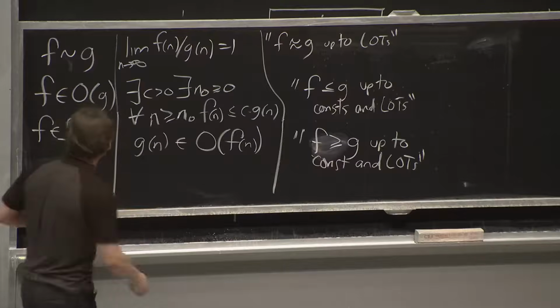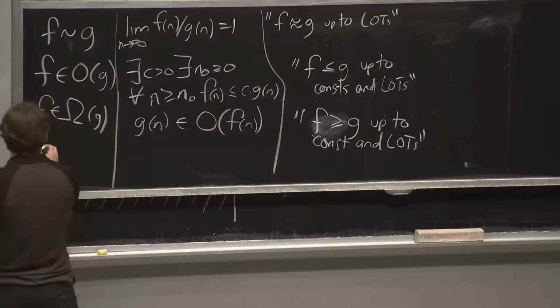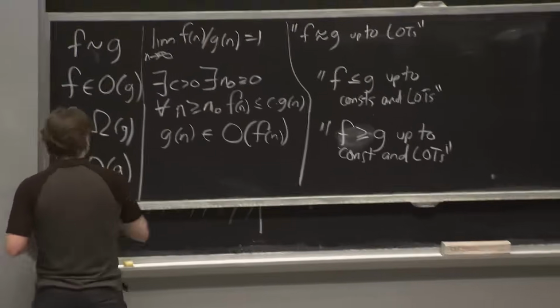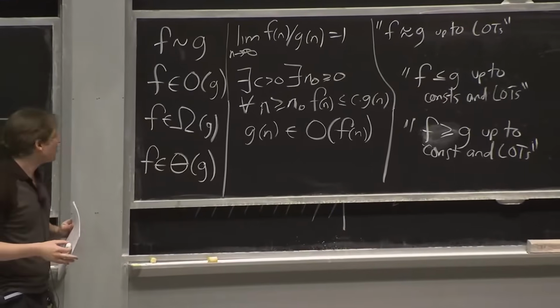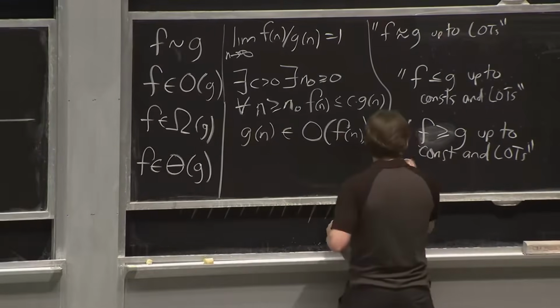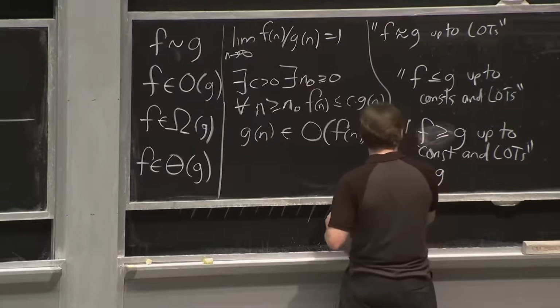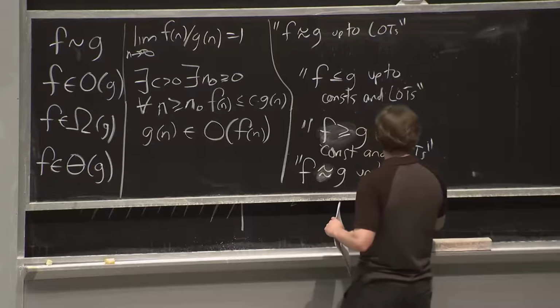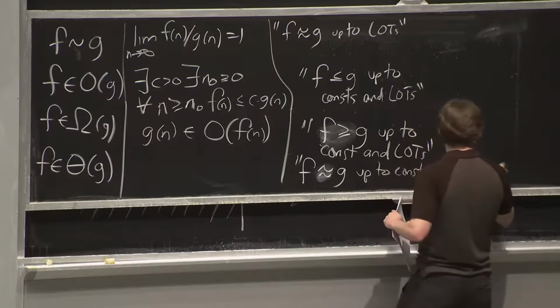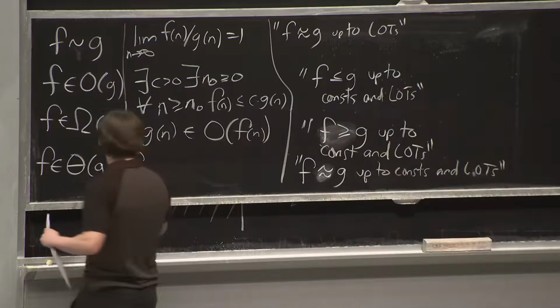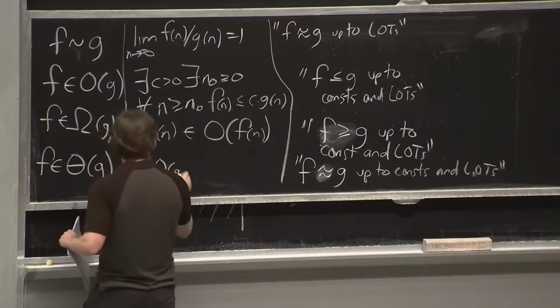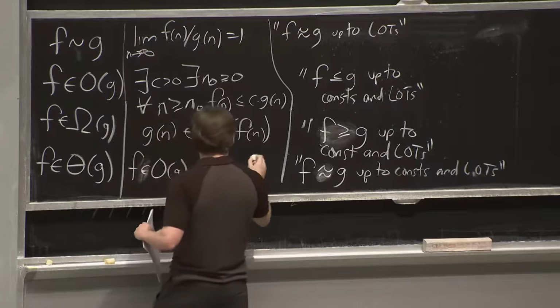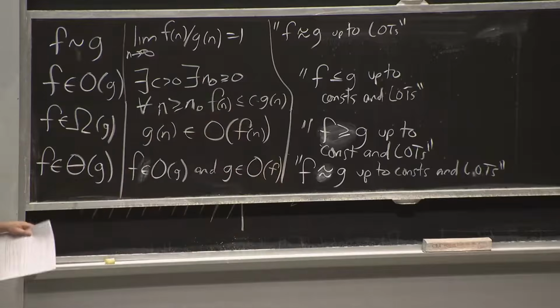What did I want to say about that? Let me define one more while I'm over here. f is in theta of g. That's a capital Greek theta. And this is going to mean roughly f equals g, f is approximately equal to g up to constants and lower order terms. And the definition is just f is in big O of g, and g is in big O of f. So f and g are roughly within constant factors of each other in both directions.